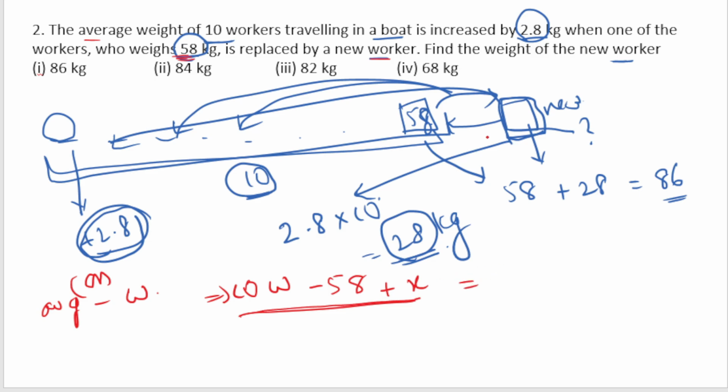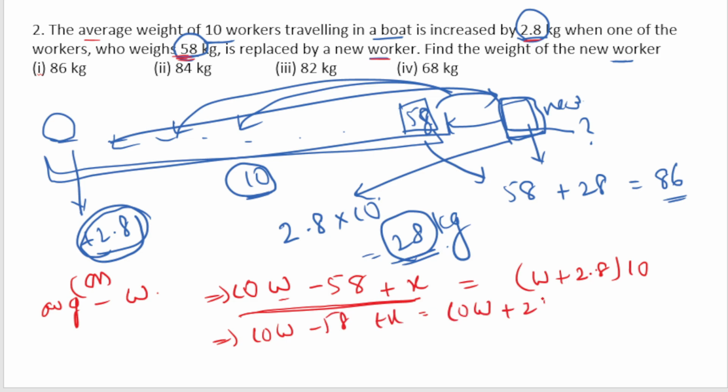So this is equal to the initial average is W and the new average will be W plus 2.8 and the number of workers are 10. If we simplify this, we'll get 10W minus 58 plus X is equal to 10W plus 28. So here 10W and 10W will be cancelled. X is equal to 28 plus 58. It is 86. First option.